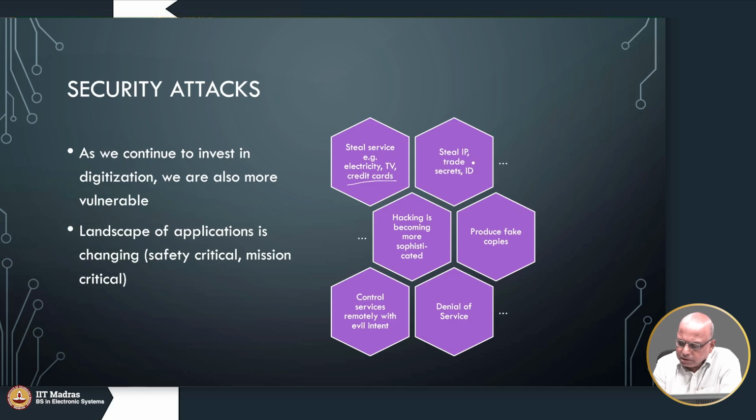Similarly, people can steal IP. They can steal trade secrets, right? They may produce fake copies of the device. They may do a denial of service attack. They may control the car remotely. They may take control of an industrial robot remotely. All this is very dangerous, right? Unfortunately, all these are happening.